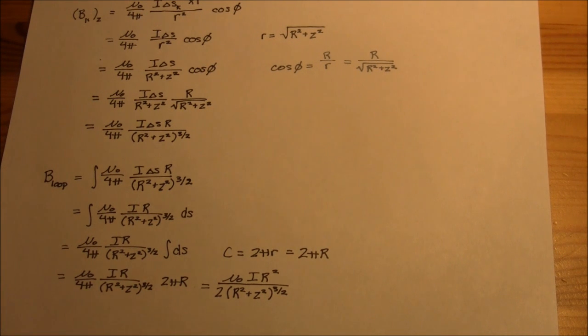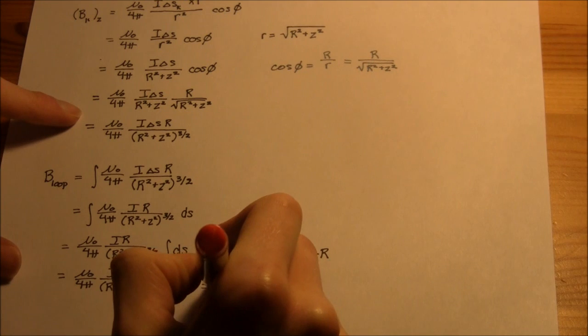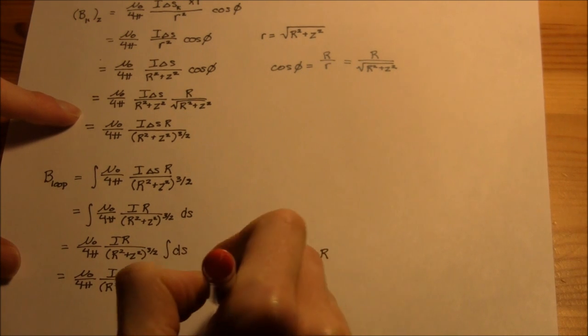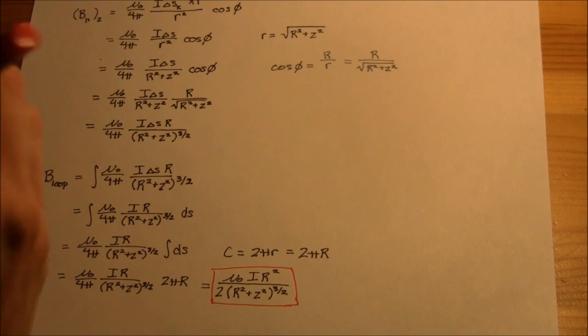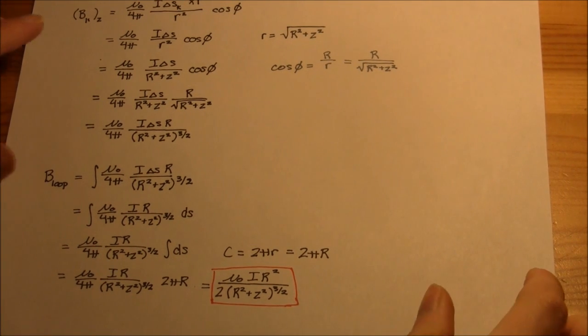And that tells us the magnitude of the magnetic field of this current loop, and we have already determined that it is directed in the positive z direction.